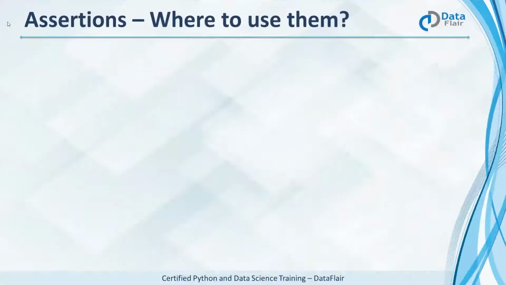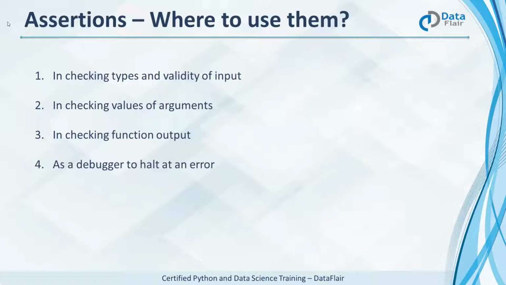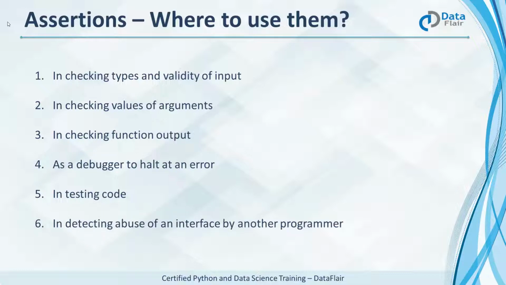Where to use assertions? There are many situations when we can use them. For checking type to ensure the user has input appropriate value. For checking values of arguments to functions to ensure proper execution. For checking function output. Using an assertion halts the program the moment it reaches an assertion error. This can serve as a makeshift debugger. For testing code. And in detecting whether a programmer is attempting to abuse an interface. Assertions can be used to implement such safety checks.